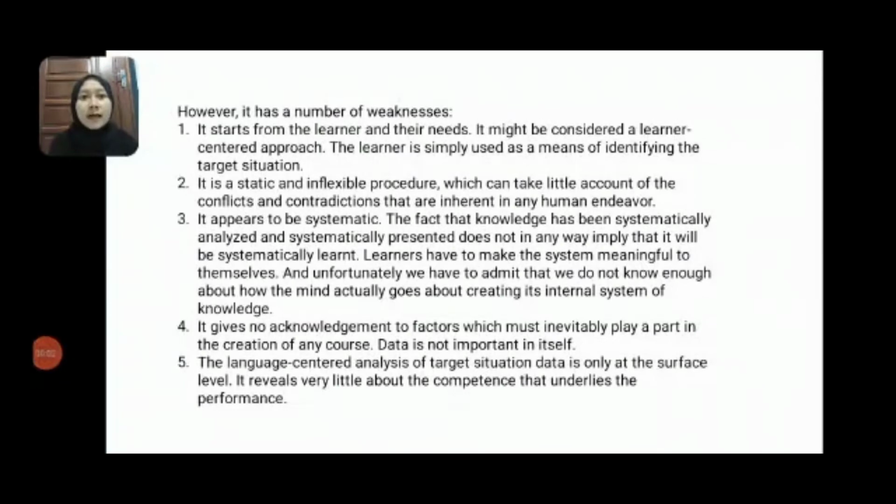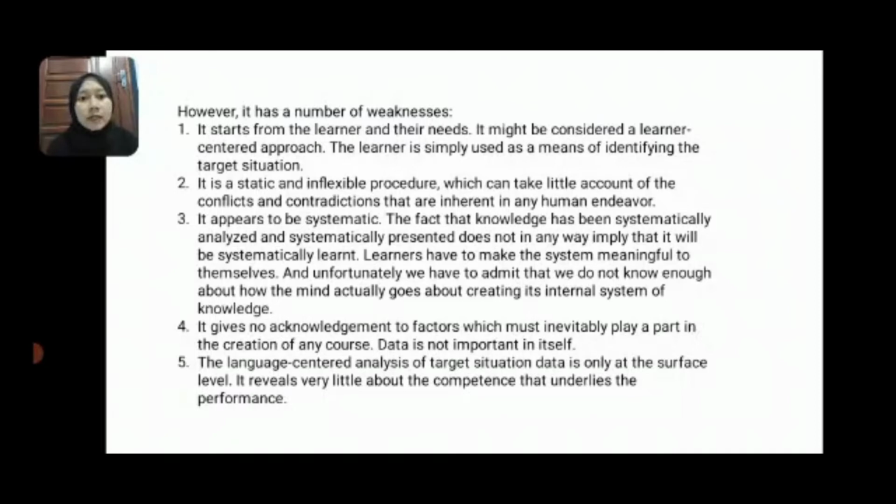However, it has a number of weaknesses. Number one, it starts from the learner and their needs, so it might be considered a learner-centered approach, but the learner is simply used as a means of identifying the target situation. Number two, it is a static, inflexible procedure which can take little account of the conflict and contradiction that are inherent in any human endeavor.